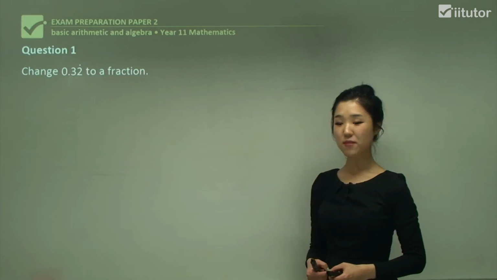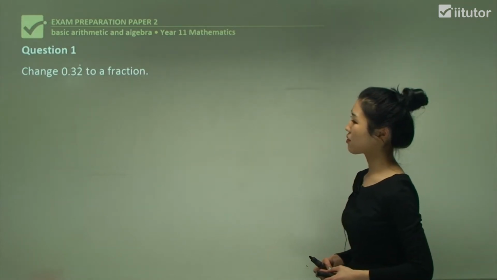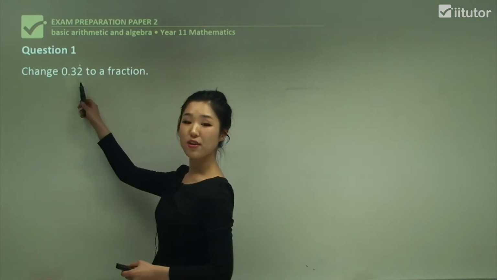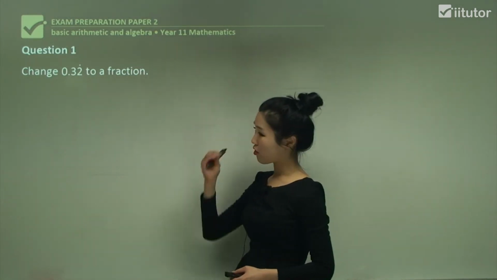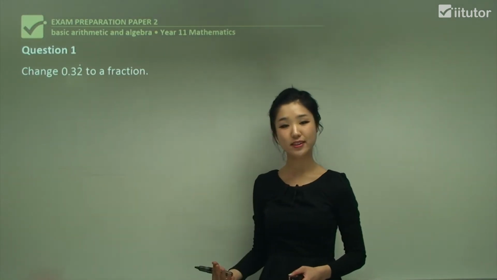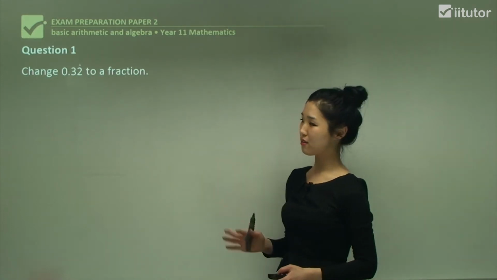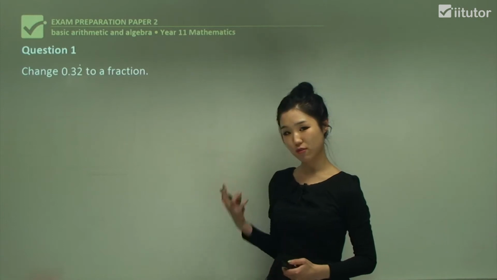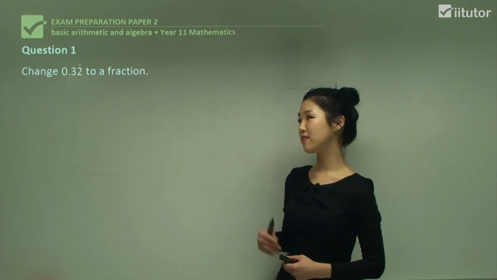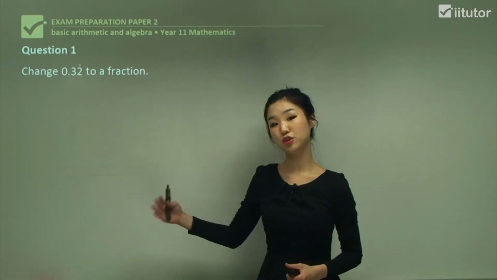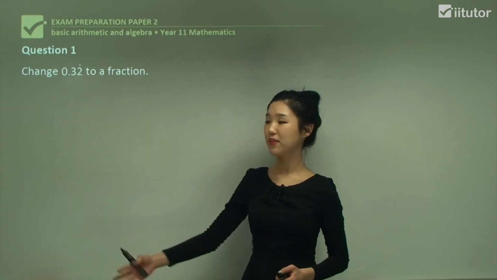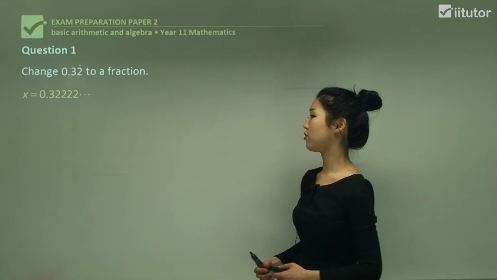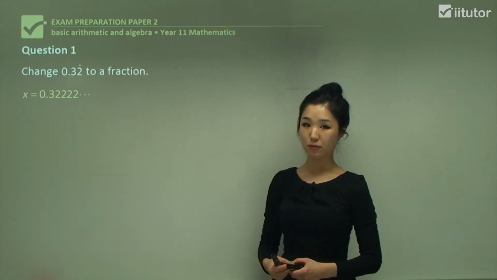Question 1. It says change 0.32 recurring to a fraction, and you can see that the 2 is recurring. It has a dot on the top, so you know that it's a recurring decimal, isn't it? So what kind of decimal do you think that will look like? Well, it's going to be the 2 repeating, so it's 0.32222, etc. on forever. I'm going to let x be that number, 0.32222. So what should you do now?